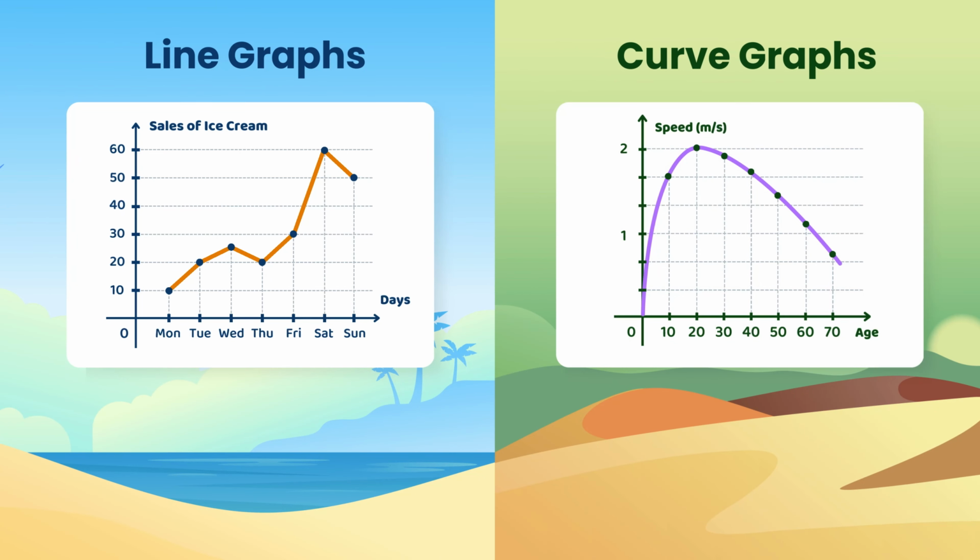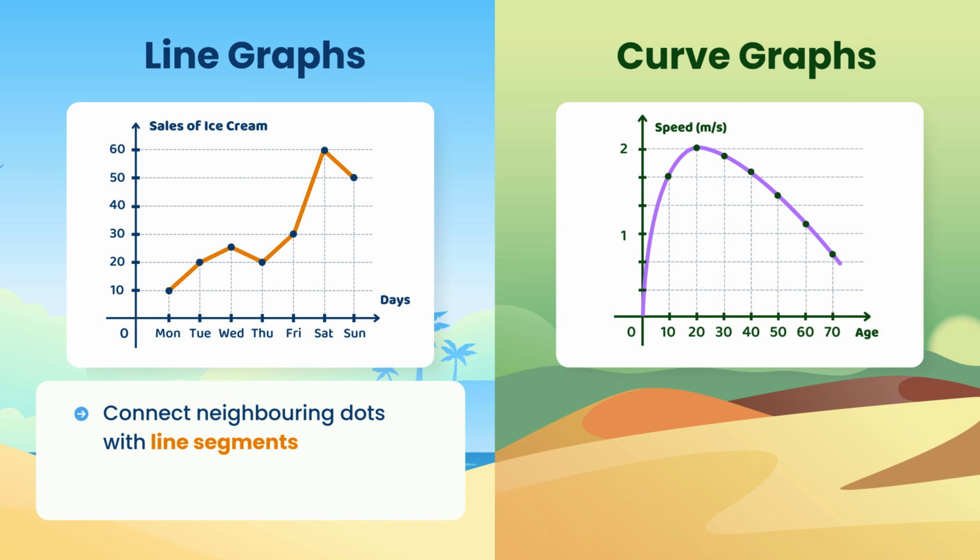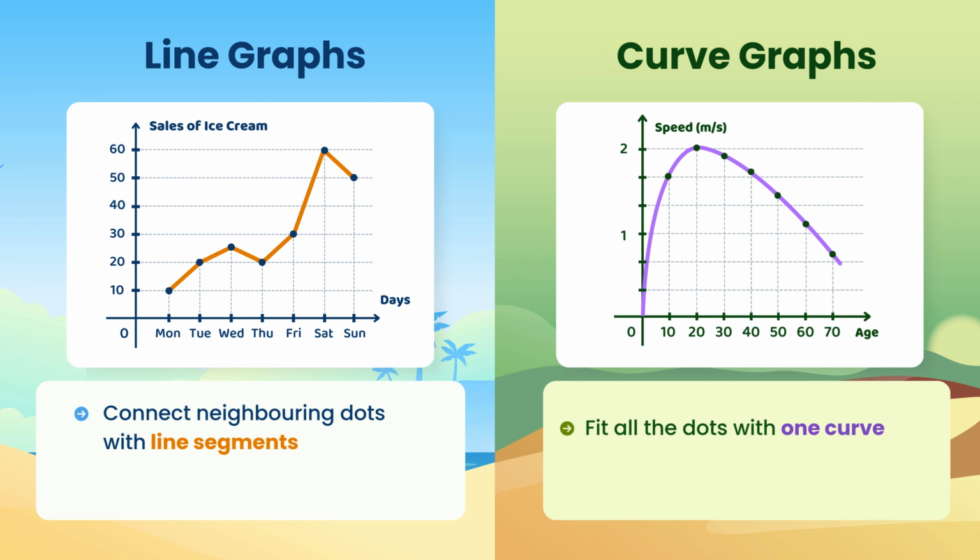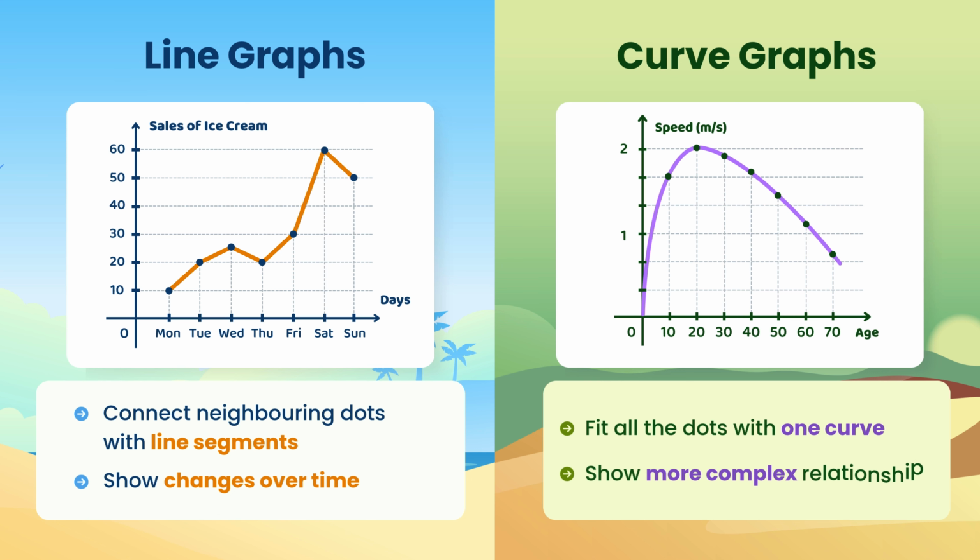In summary, both line graph and curve graph show the relationship between two variables. Line graphs connect points with line segments, while curve graphs fit all the dots with a smooth curve. Line graphs are great for showing trends over time, whereas curve graphs are better for illustrating more complex relationships.